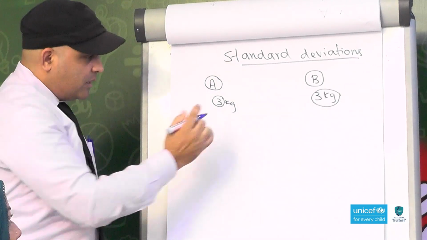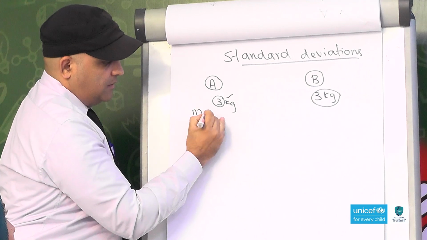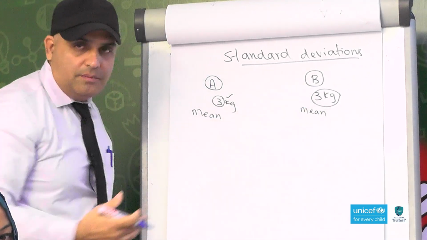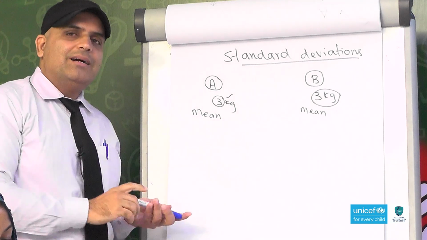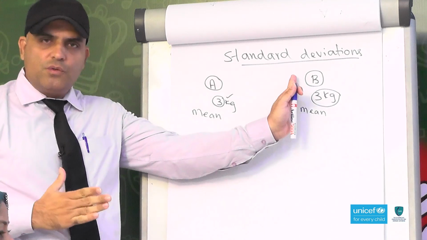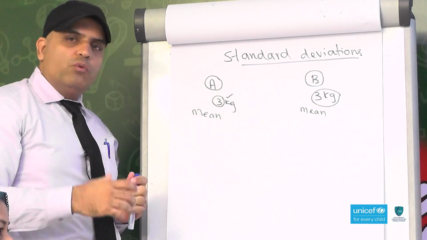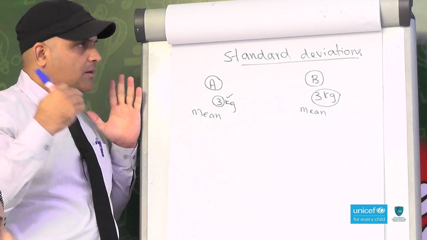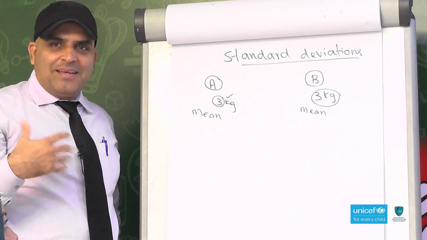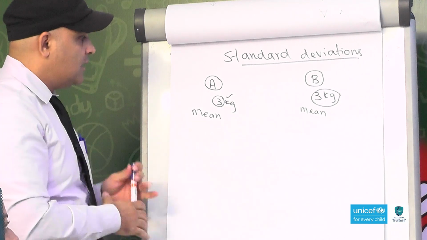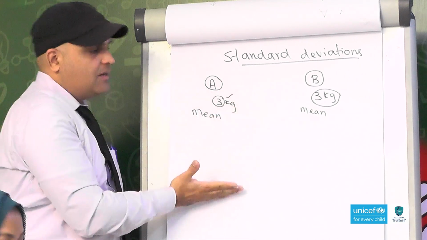Just looking at the mean here, 3 kilograms improvement, and the mean here, 3 kilograms, I can't decide whether this protein powder is good or that one is good, because the means are the same. What scientific investigations look into is the spread of data around the mean.